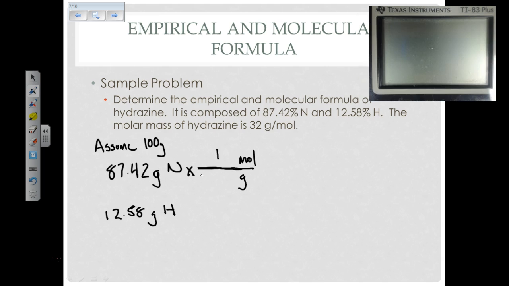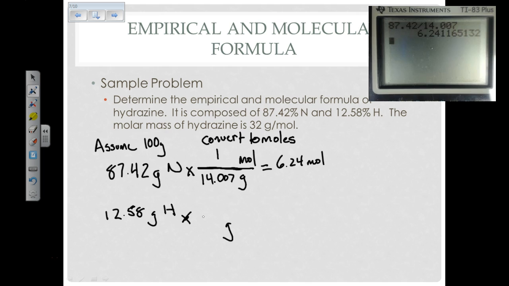So 1 mole for nitrogen is 14.007 grams. And we do this: 87.42 divided by 14.007. Okay, so we get 6.24 moles. Okay, so this was the convert to moles step.